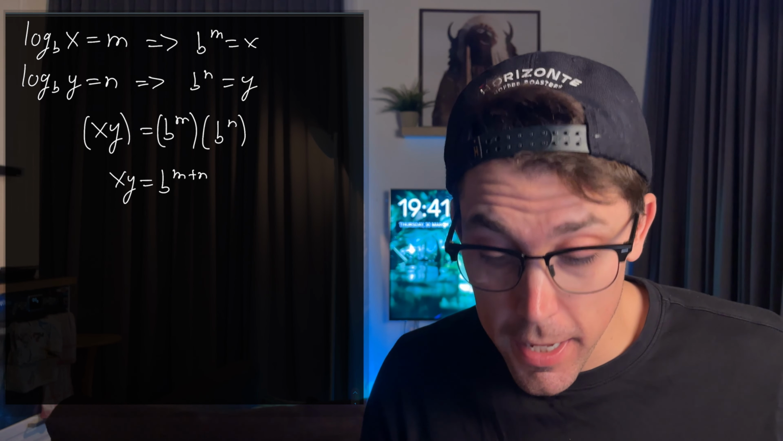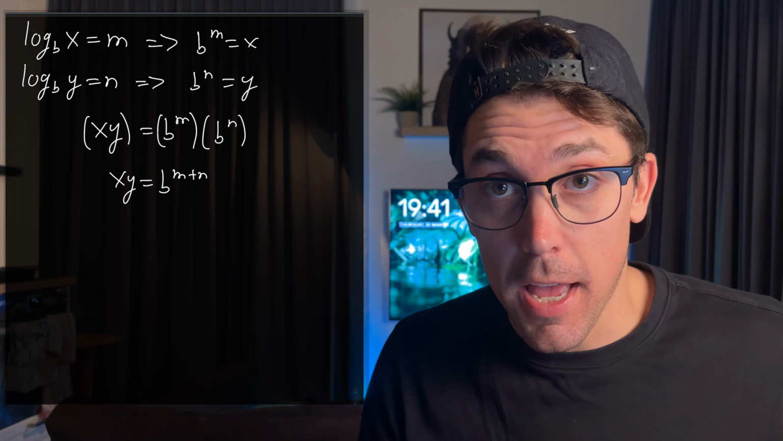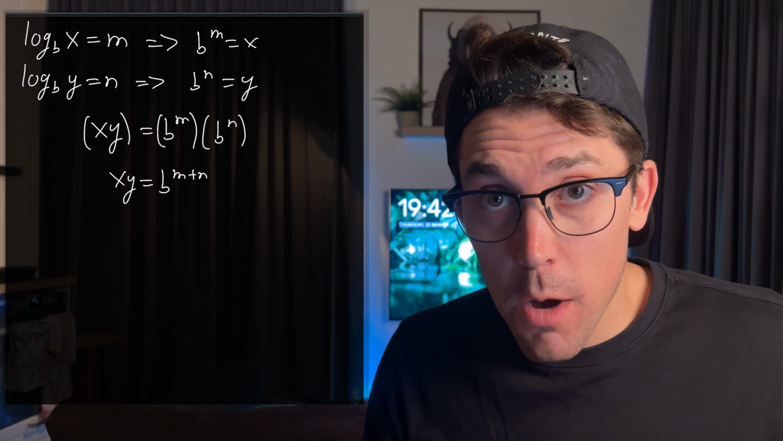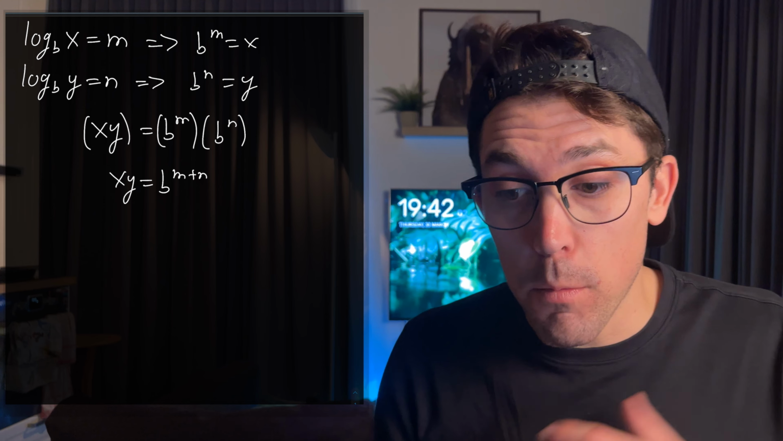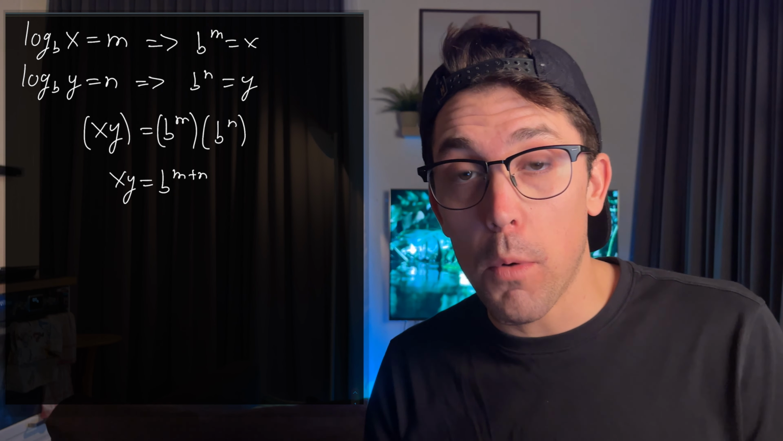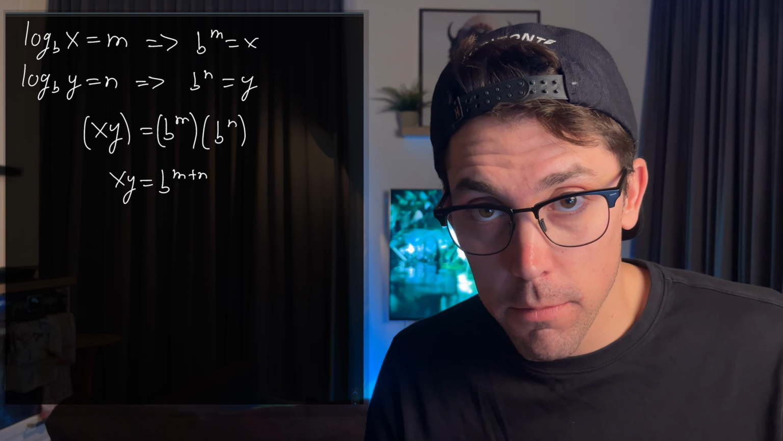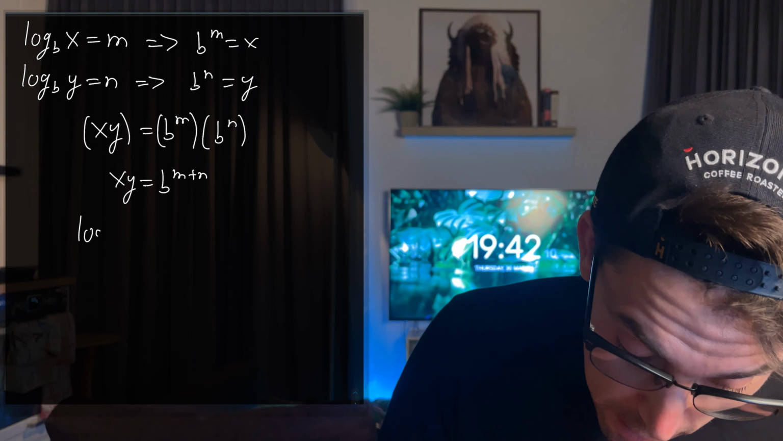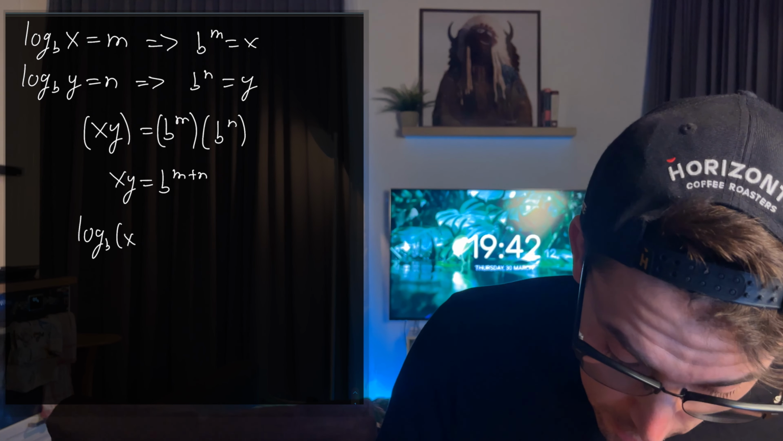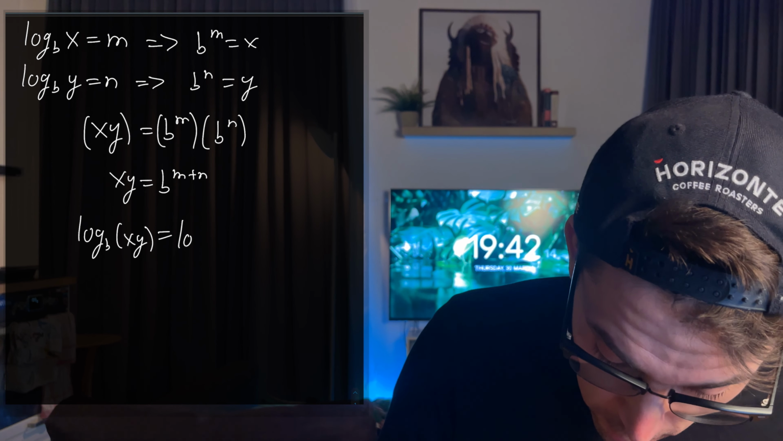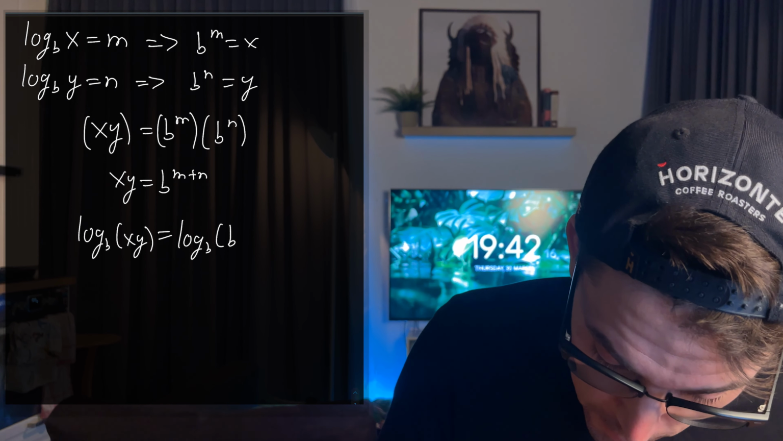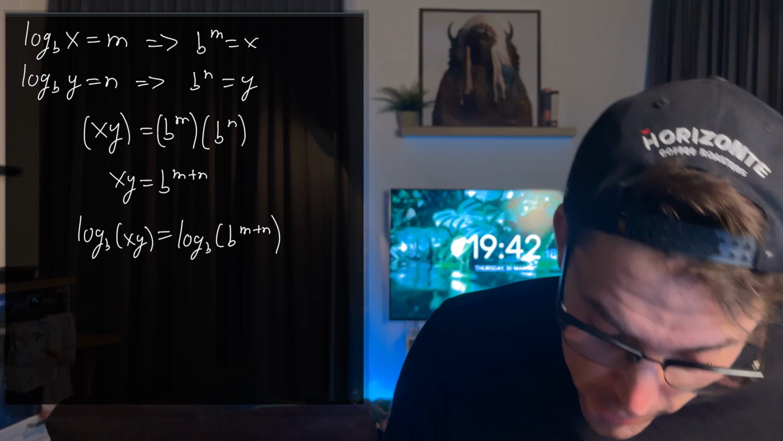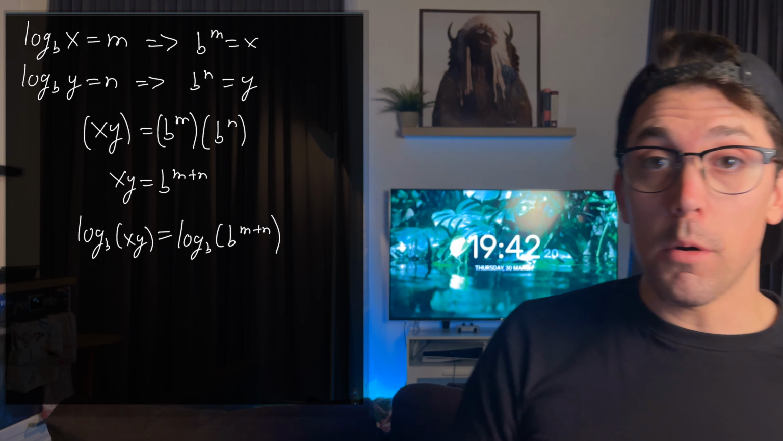So now we have xy is equal to b to the power of m plus n. Okay? And so what we want to do now is take the logarithm of both sides. Because remember, what we do to one side, we have to do to the other. That way everything stays equal on both sides of the equal sign. So I had log base b of xy, that's going to equal log base b of b to the power of m plus n. All I did was take the log base b of both sides, and that was it.